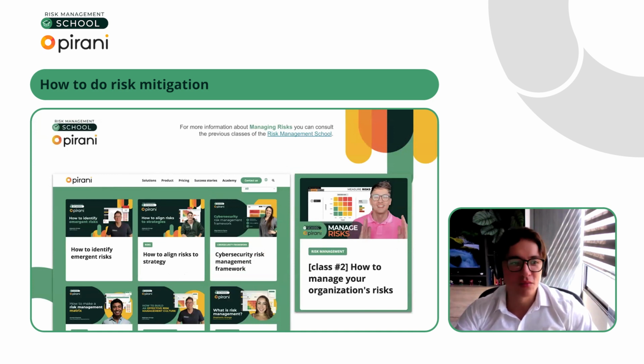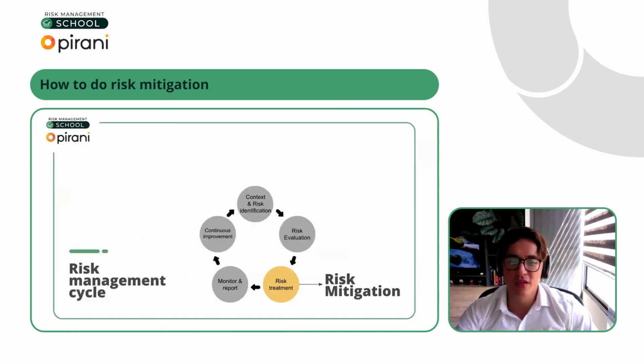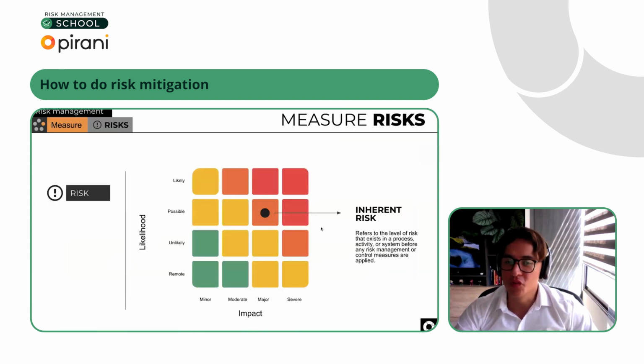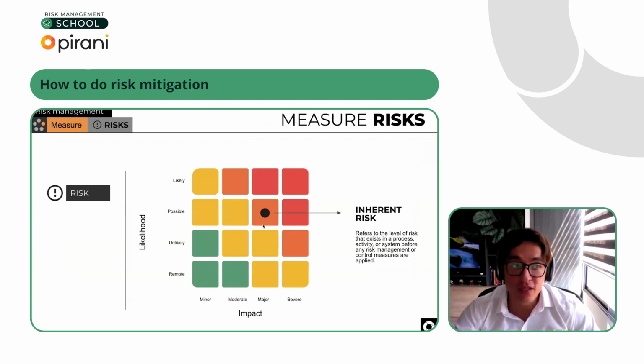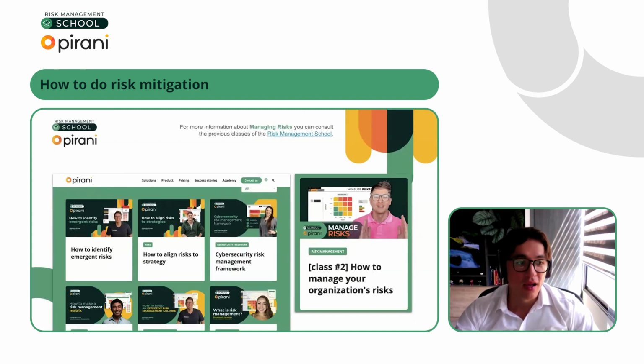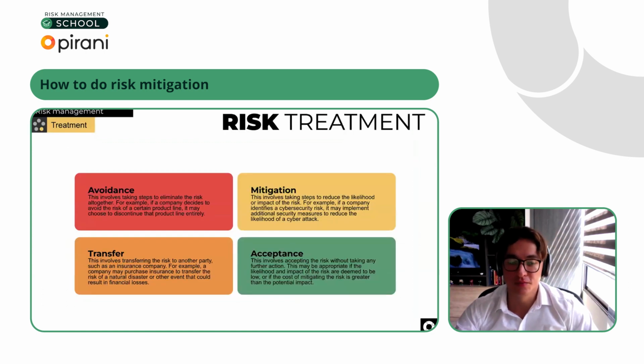So the answer to the question before: in what step of the risk management cycle is the risk mitigation? Definitely it will be in the risk treatment. So once I have the inherent risk, when I declare the risk that can affect my company, and when I put a rating on a measure of that specific risk, then comes the risk mitigation. But the first thing I want to clarify is that risk mitigation is not the only risk treatment that you can apply to a risk.